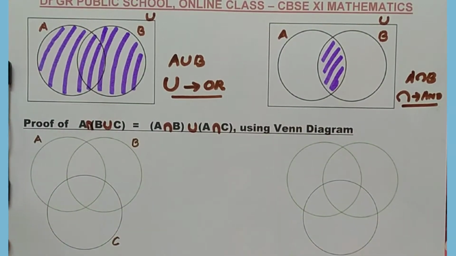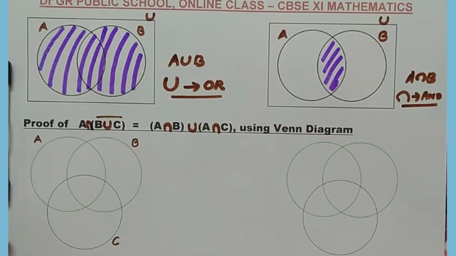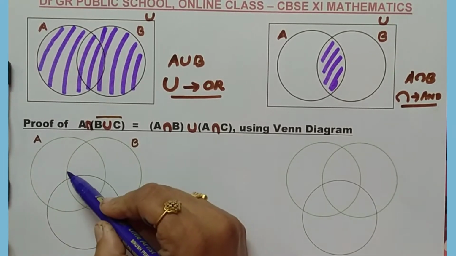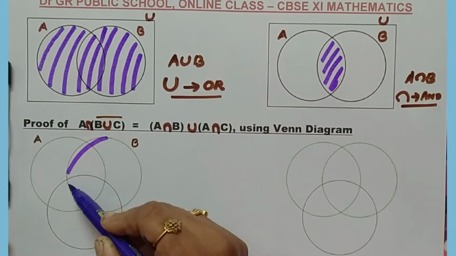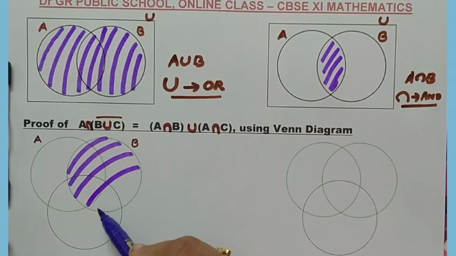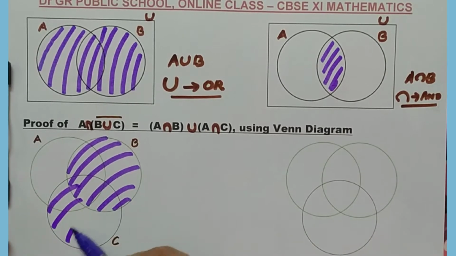Now, I am going to find at first B union C. What is B union C? B union C means the area enclosed for both B and C. This is B union C. Am I right? B union with the C. This much is B union C.